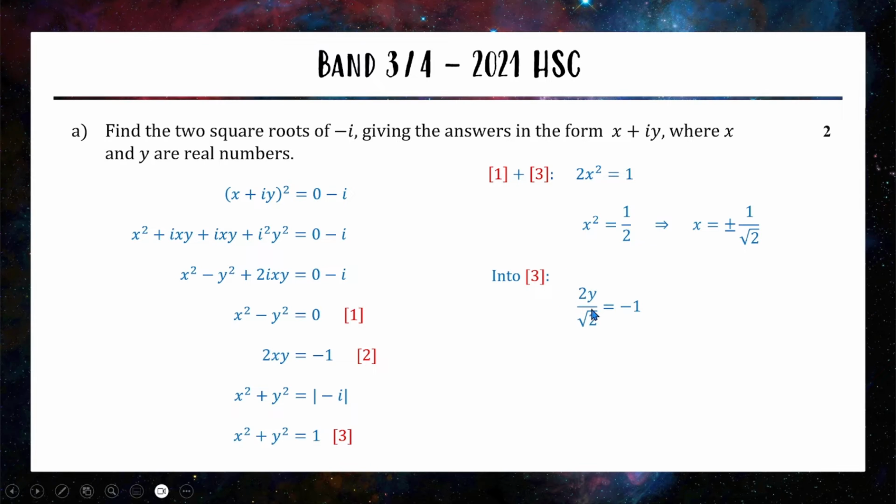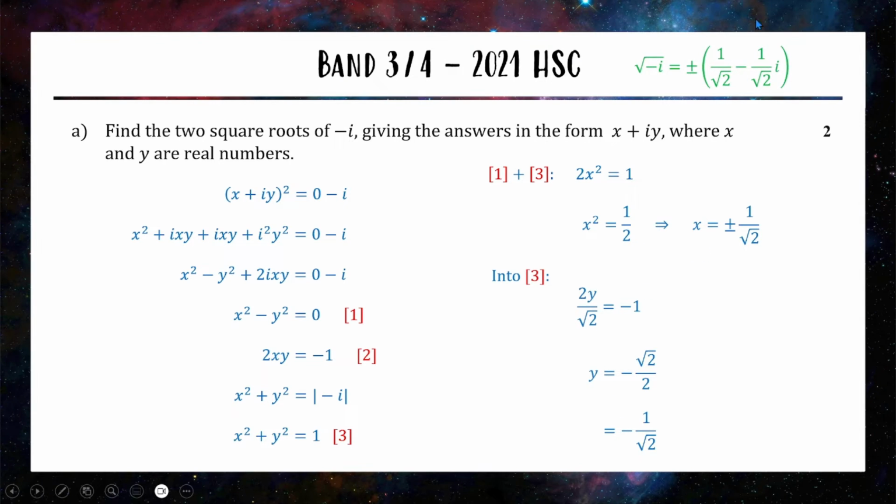Subbing into equation 2, the x becomes 1 over root 2. So we have 2y over root 2 is equal to minus 1. This is equation 2, but I've replaced the x with 1 over root 2. If we solve this for y, we multiply the root 2 across and then divide the 2 across. So we get y equals minus root 2 over 2. You can simplify this fraction by dividing top and bottom by root 2, and you'll end up with the same thing as x, which is 1 over root 2, but negative. So when we subbed in a positive, we got the negative answer.